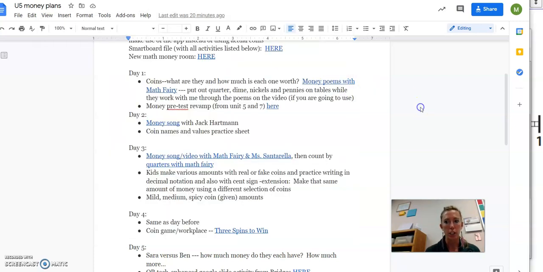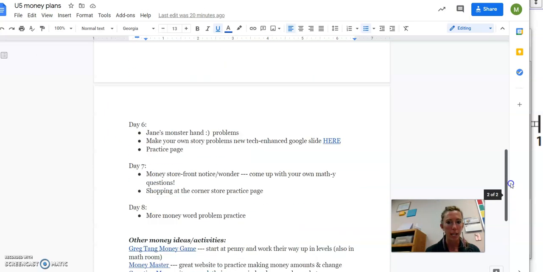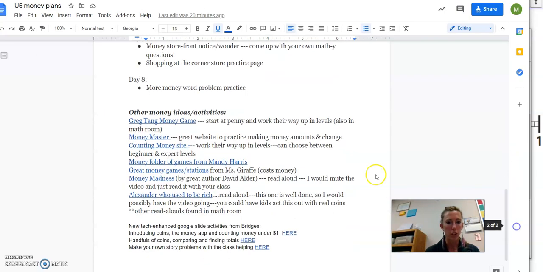If you look back to the notes, I went through all these days. Then if you go down to other money ideas activities, there's the Greg Tang money game. This one I show in the math room. And you might take a day with your class and actually work it through together on the smartboard and see how to actually play it.